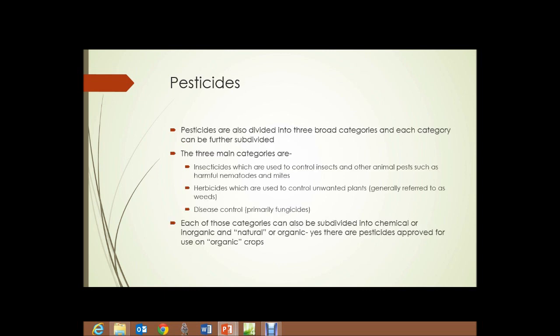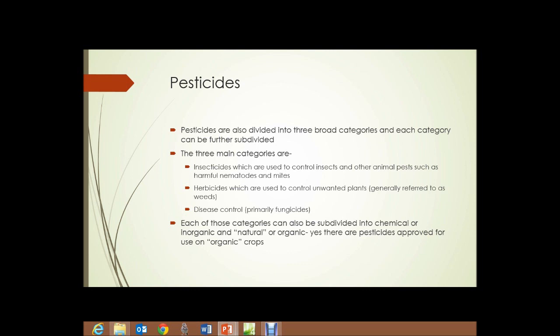Pesticides are also divided into categories, in this case three broad categories. And in addition to that, each category can be further subdivided. The three main categories are insecticides, which are used to control insects and other animal pests, such as harmful nematodes and mites. Herbicides, which are used to control unwanted plants, which we generally refer to as weeds, and disease control. And for plants, disease control consists primarily of fungicides.